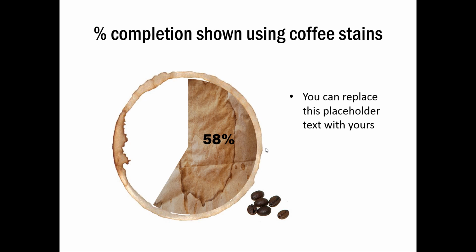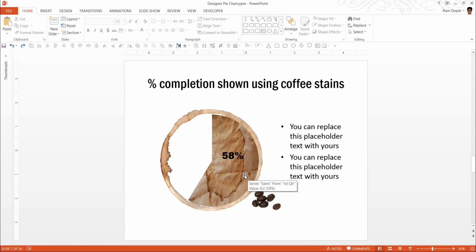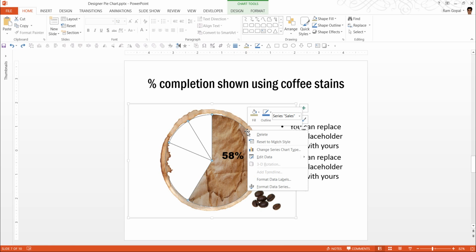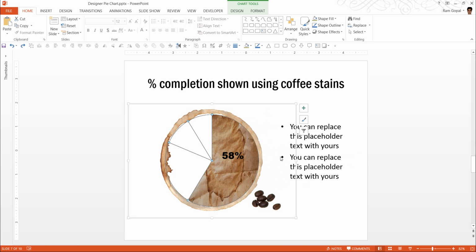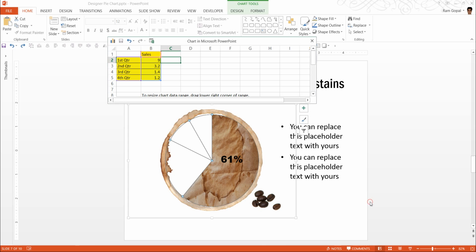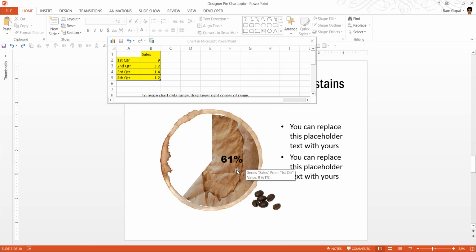And just because this looks like a photo, don't think that it is not editable. It is completely editable. Let me show you how. I click on this, I right click, go to format data series, or I can go to edit data rather, and here, because this is 58%, because it's 8.2, maybe if I were to say it is 9, what happens here? So it is 61%. So it is completely possible for you to edit the things.